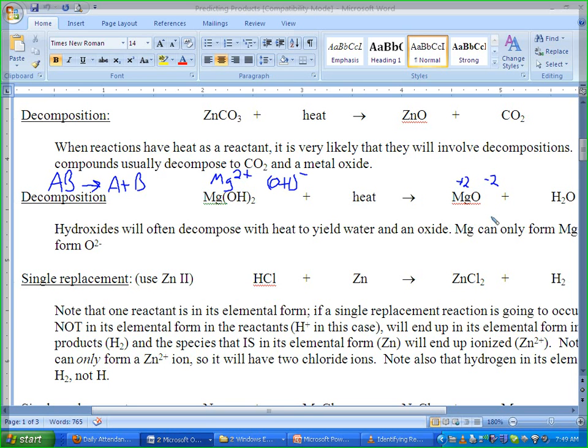Yeah, you change the subscripts if those numbers don't balance. For example, you have Fe3 and O2. You can either do the crisscross method, or you can use the least common multiple.